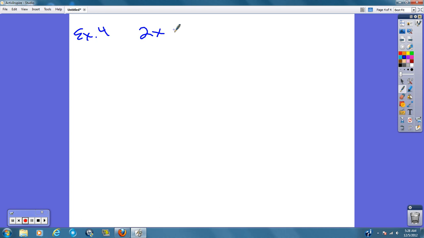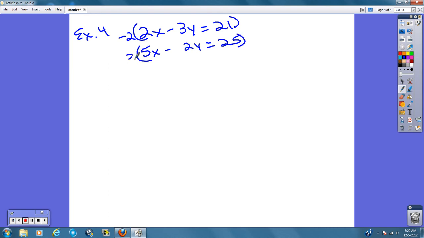So we have 2x minus 3y equals 21, and then you have 5x minus 2y equals 25. Decide if you want to change x or y. Both x's are different and positive. Both y's are different and positive. So one of them you've got to multiply by negative something. So let's get rid of our y's. I'm going to multiply this one by a negative 2 and this one by a positive 3.